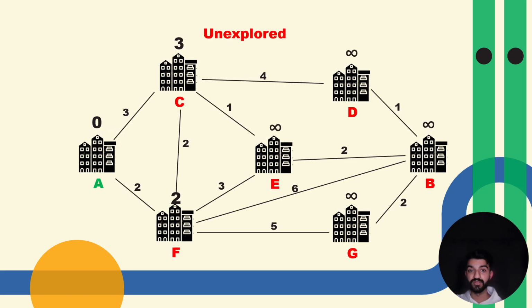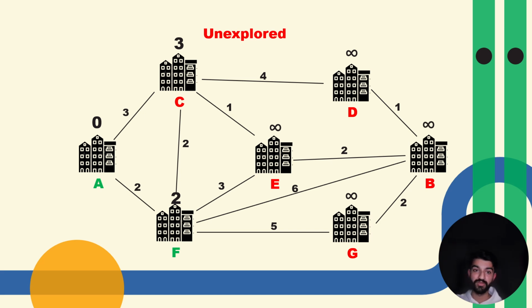And the rule is quite simple. The town we explore will always be the unexplored town with the smallest estimate. In other words, the next town we explore should be, among all of the unexplored towns, the one we know we can get to the quickest. In this case, that's town F, which we can get to in 2 minutes.